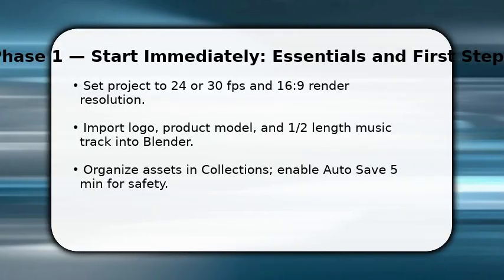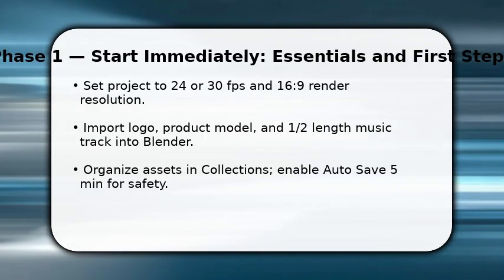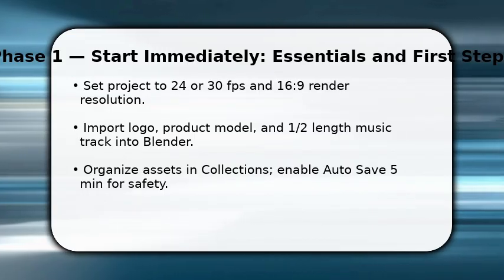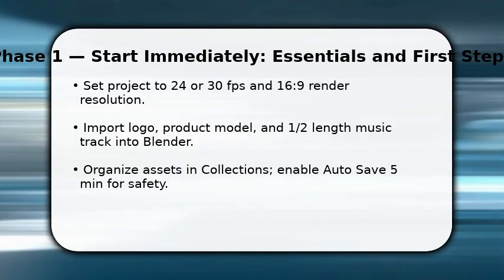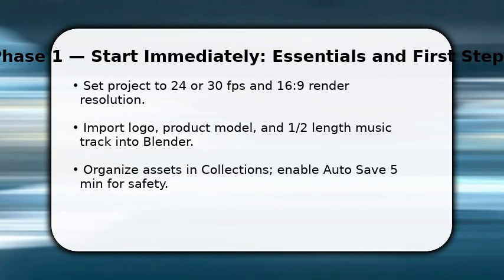You start by creating a focus scene that sells the product. Set frame rate to 24 or 30 and choose a 16:9 resolution for ads. Import your product model, logo, and a 1/2 length music track, then place them in named collections so you can toggle visibility quickly. Once done, enable auto save at 5 minutes to avoid losing edits. This saves time later and keeps you moving through the next steps without interruption.